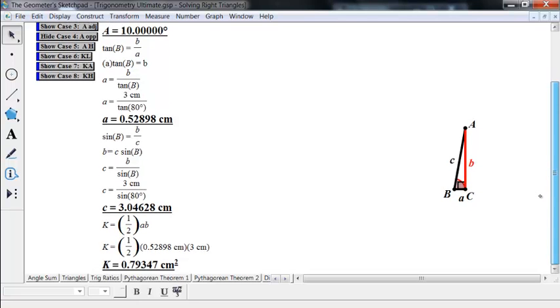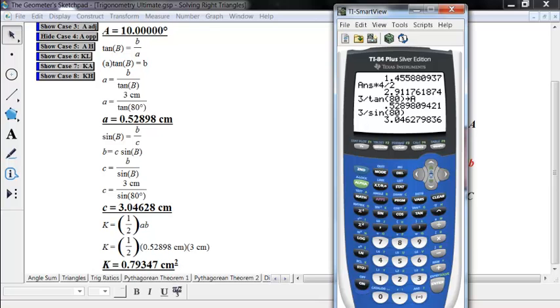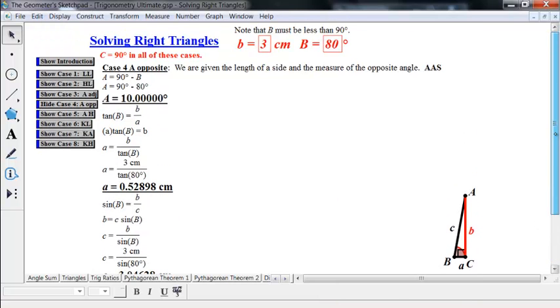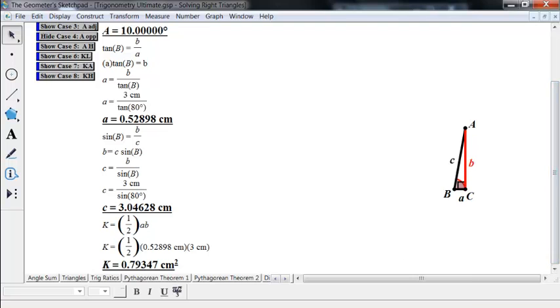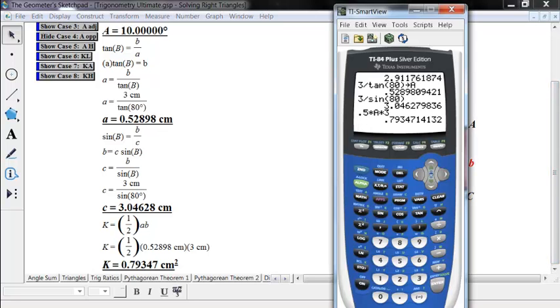That's C, excuse me. And so the area is 1/2 A times B, so 0.5 times A, which I've stored as A, and times B, which was 3. And so that should give us an area of 0.79347 square centimeters. Come back for some more next video, next case.